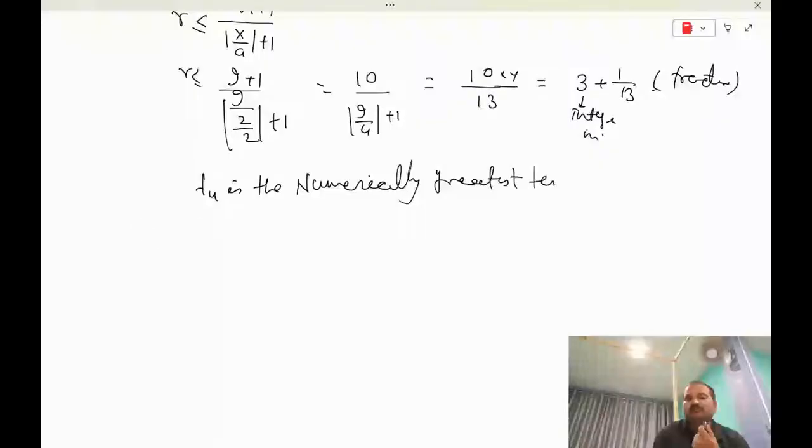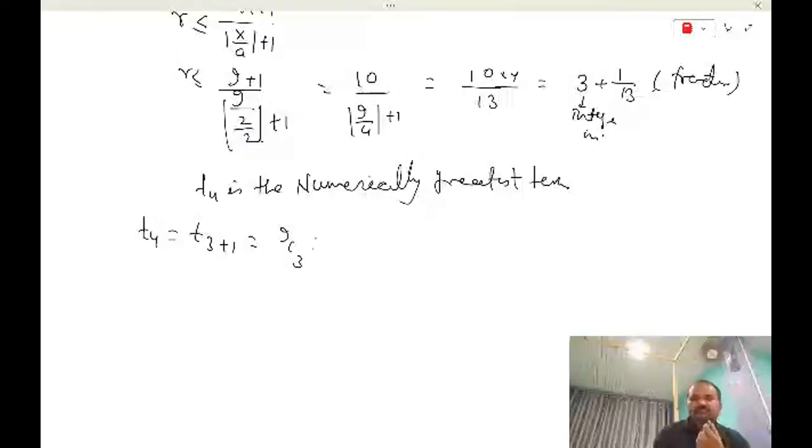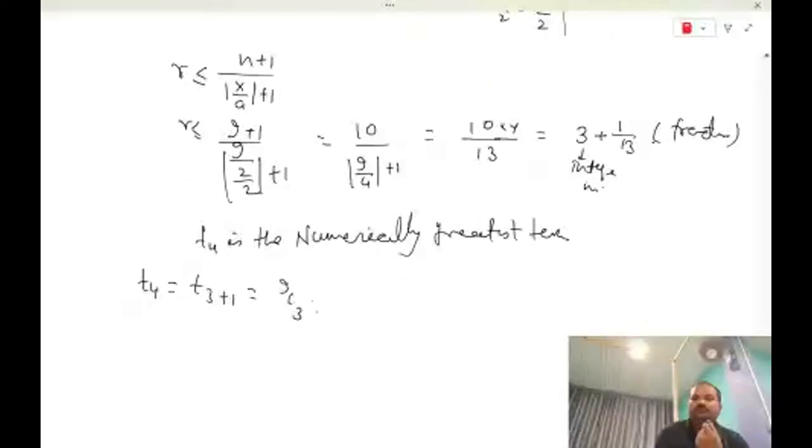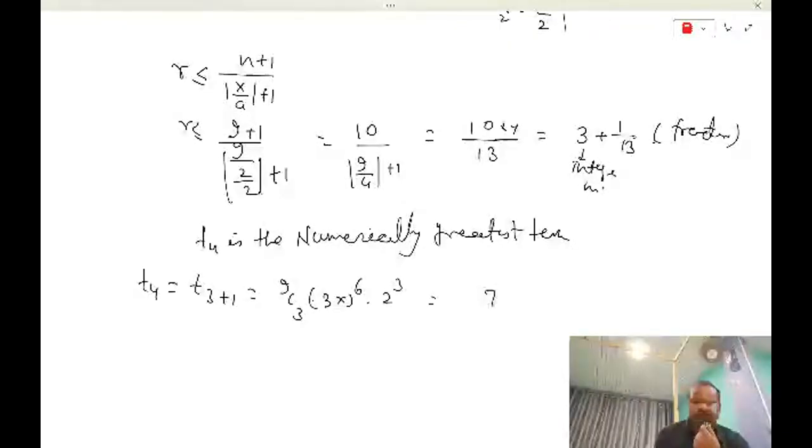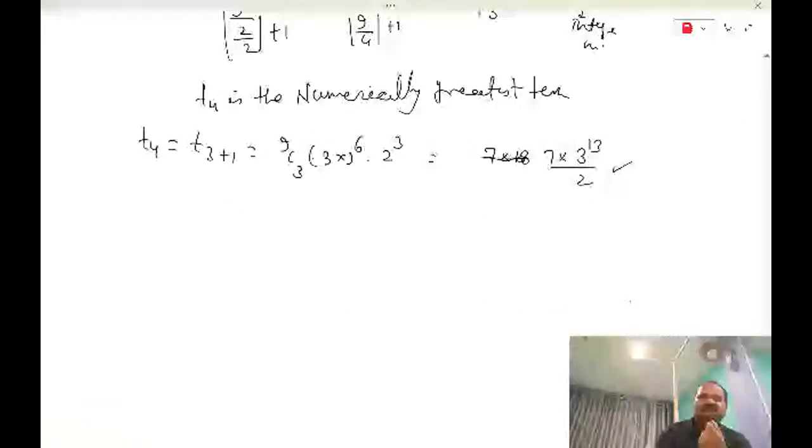T4 can be found by 3 plus 1 by the general term. n is 9. 9C3, x to the power how much? That is the first value, 3x, and 2. So (3x) whole to the power 9 minus 3, that is 6, and 2 to the power 3. So it can be evaluated, and after the simplification, 7 into 3 to the power 13 divided by 2. This is the greatest numerical term.